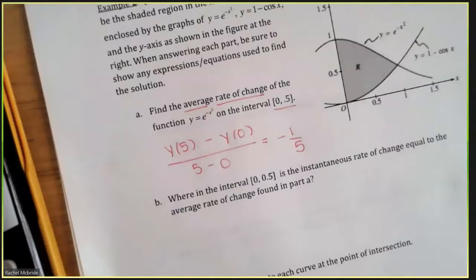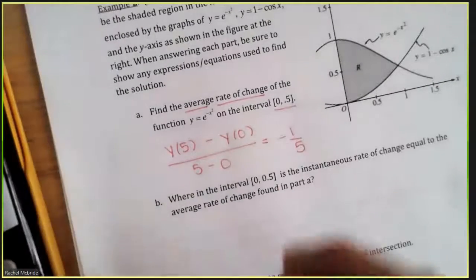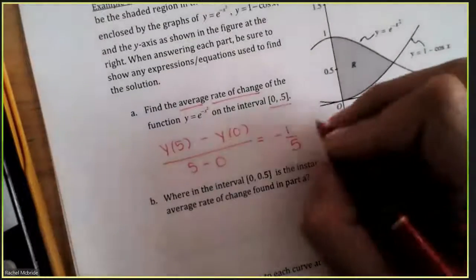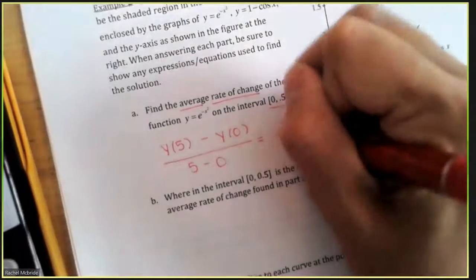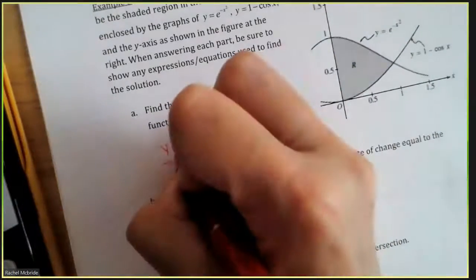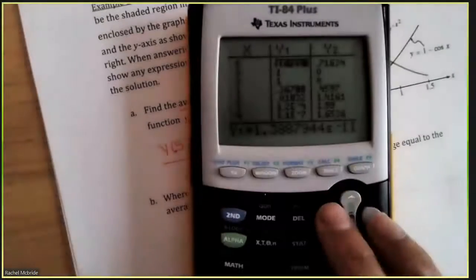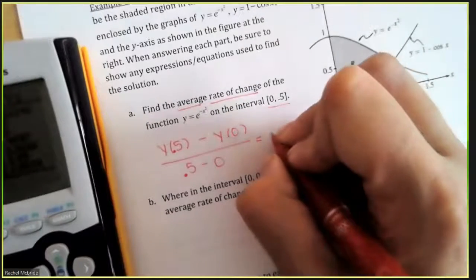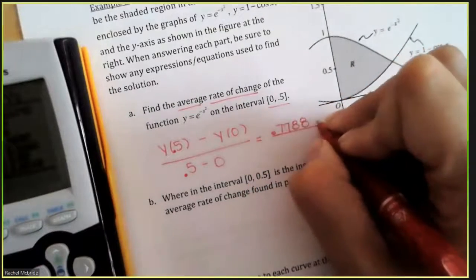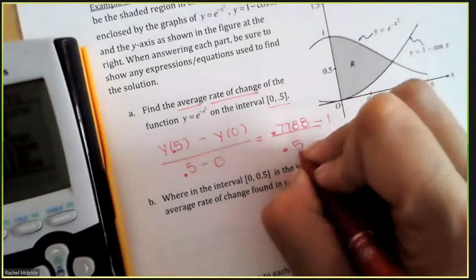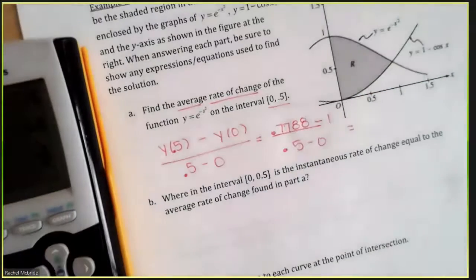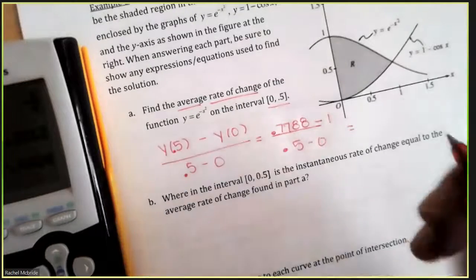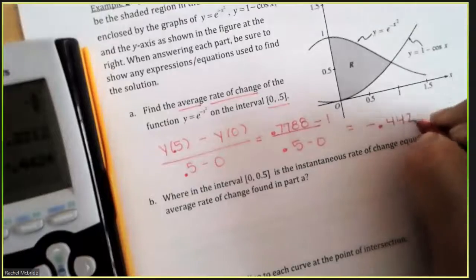And apparently my eyes are really bad because that is 0.5 and not 5. So that's if it was a 5. Now let's change it to a 0.5 because my eyes are terrible. Wondered why they didn't give you a good number. So now we get 0.7788 minus 1 over 0.5 minus 0. Which is negative 0.4424.